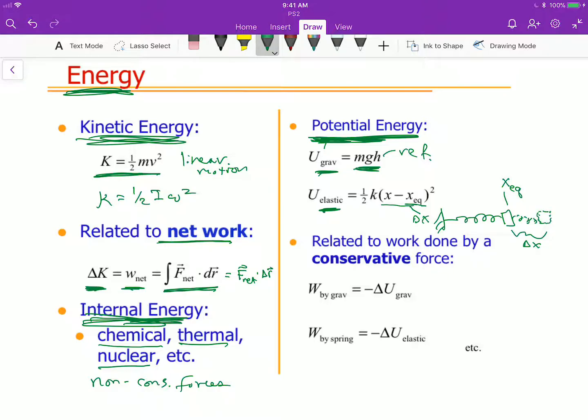And so we can relate the work done by either of these conservative forces, the gravity force or the spring force, and just say it's equal to minus the change in the potential energy for that related force.